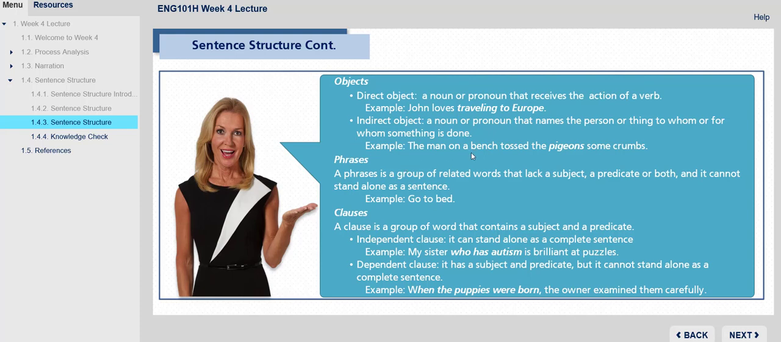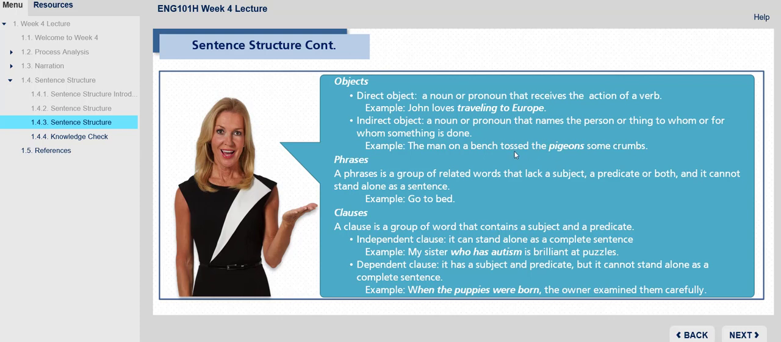So here, the man on the bench tossed the pigeons some crumbs. And so here, the man on the bench, the man is the subject. On a bench is the prepositional phrase. Remember, prepositional phrase shows time and place. It shows where something is, or when, in other words, under the desk, on top of the desk, next to the desk. That's a prepositional phrase. Tossed is the verb, and then this whole thing, tossed the pigeons some crumbs, that whole thing is a predicate.